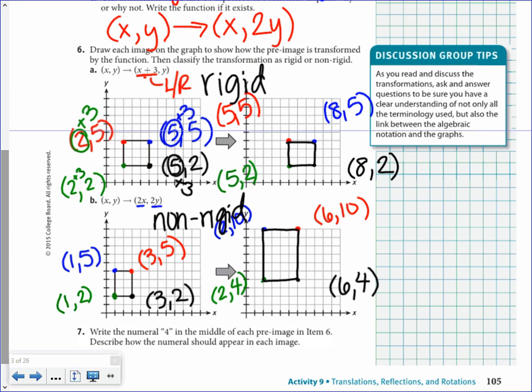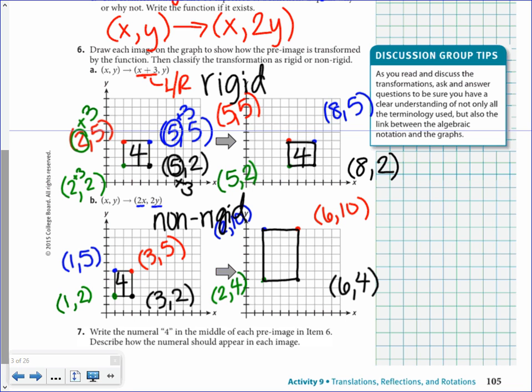So now number 7 asks you, write the numeral 4 in the middle of each pre-image that we just drew. So they want us to put the number 4 in each of our pre-images. Then it asks, how should it appear in each image? So think about a picture. If on part A we had a 4 in our square, on the image it should still be the exact same shape and size because nothing changed about the size of that figure. It just got pushed over. It's like you took it from your desk and put it on your neighbor's desk.